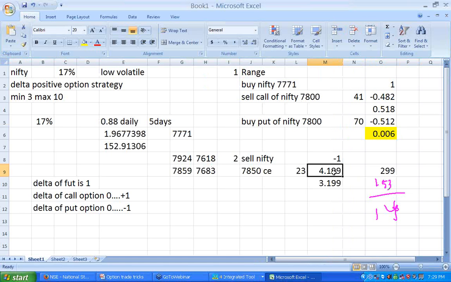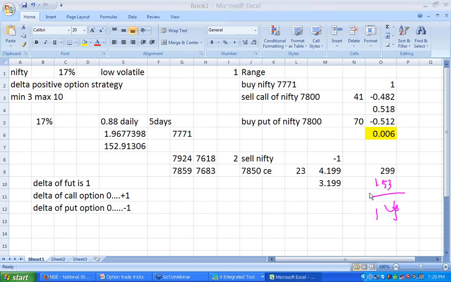Why have I bought 13 lots here? I want a minimum delta of +3. Why have I bought this call option? Because the current situation is a low volatile market with price trending upwards. Though I have very little time left for the expiry of this month, it is good that I can form the strategy in such a way that at least I get some positive delta of 3 and above. So this is how you should form a delta positive strategy in low volatility.